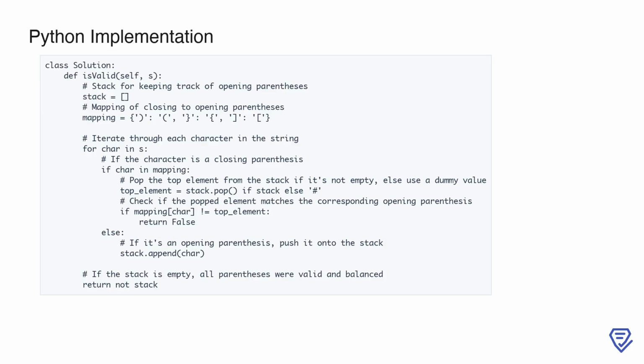The time complexity is O(n), where n is the length of the string, as each character is processed once. The space complexity is O(n), in the worst case, when all characters are opening parentheses and are stored in the stack. This implementation handles edge cases such as an empty string, valid, since there are no unmatched parentheses, strings with only one type of parenthesis, and strings with mismatched or improperly nested parentheses. It is concise, efficient, and adheres to best practices for solving this problem.